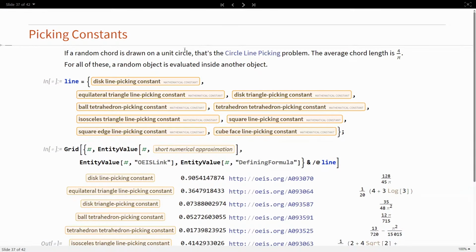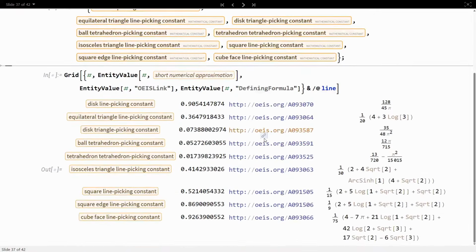Picking constants. A random chord drawn in a unit circle. That is the circle line picking problem. And it turns out the average chord length is 4 over pi. So each of these deals with, you have one random object that you place inside of another object, and you want to know how big it is on average. And that gives the picking constants. And each of these gives a particular value.